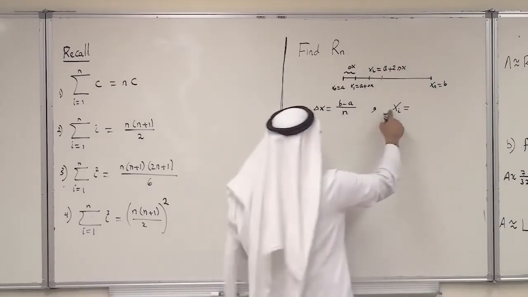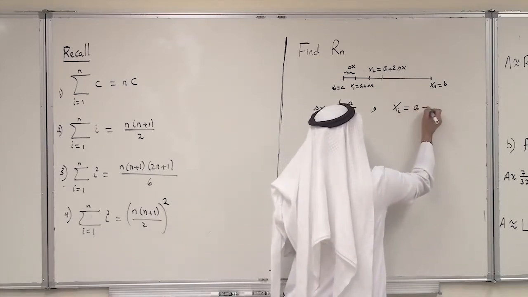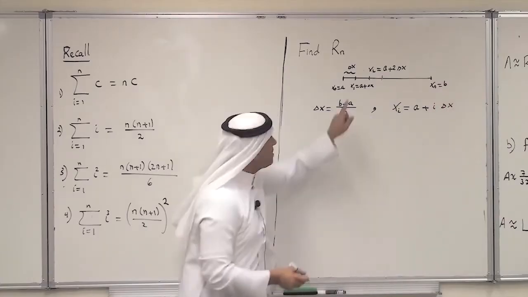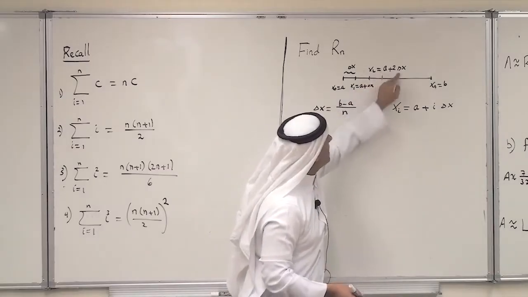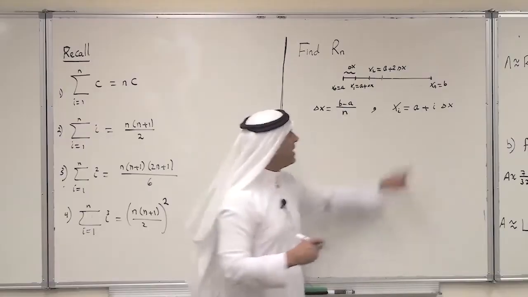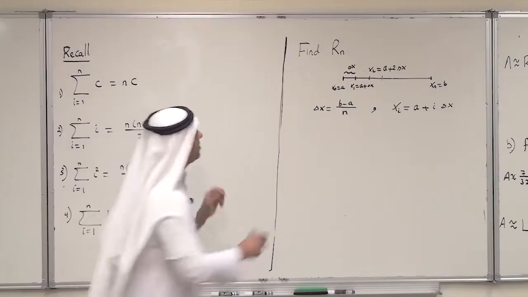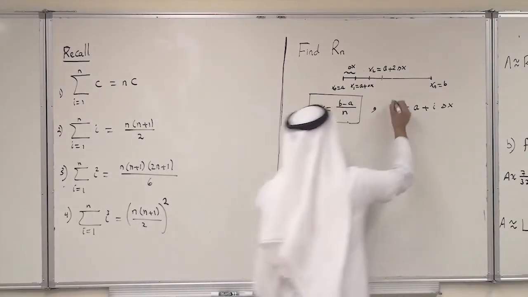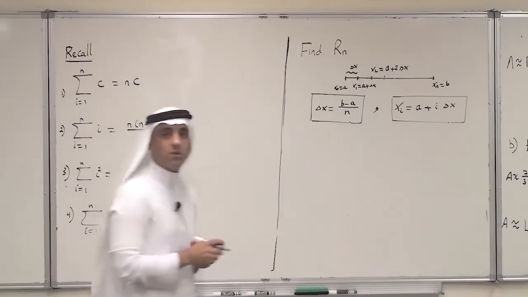So in general, what is the ith sample point? It is a plus i times delta x. You see, the first point is a plus 1 delta x. The second point is a plus 2 delta x. The third point will be a plus 3 delta x. The ith point is a plus i delta x. So using these items we have here, that will help us to find the Rn for our previous example, that is y equal to x squared from 0 to 1.